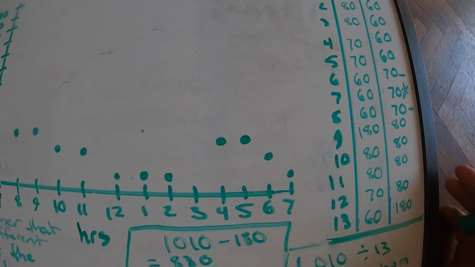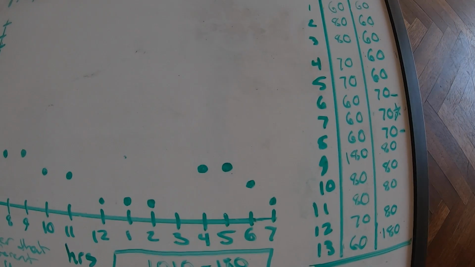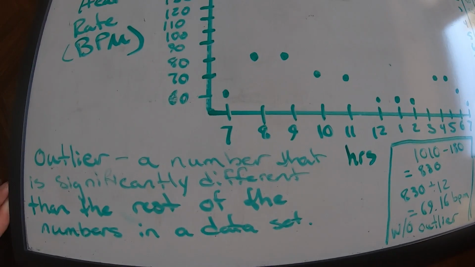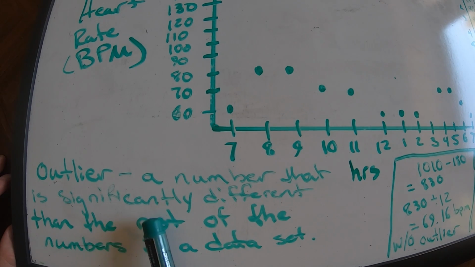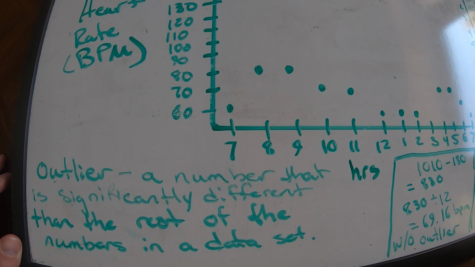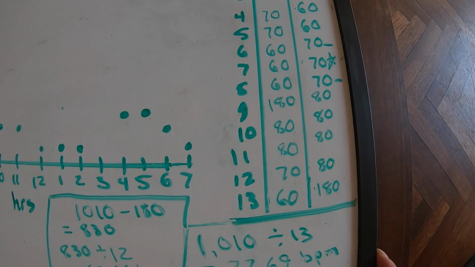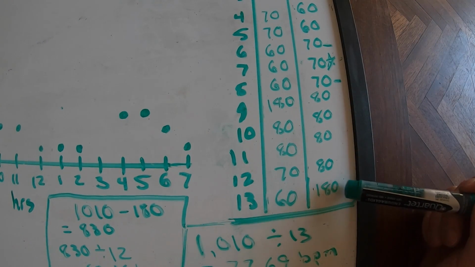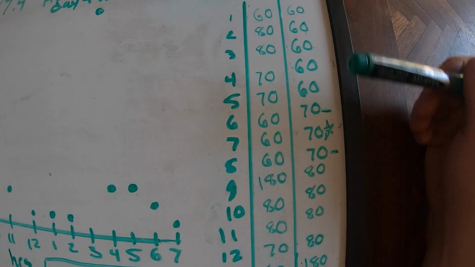So looking at this data set, which one do you think is the outlier? Looking at a definition here, an outlier is a number that is significantly different than the rest of the numbers in a data set. So the number that is significantly different would obviously be 180, because it's not anywhere near the rest of our data.